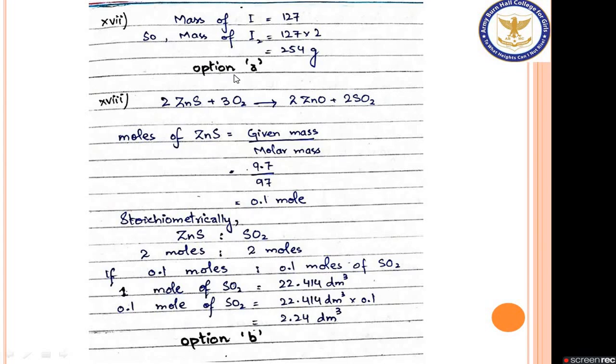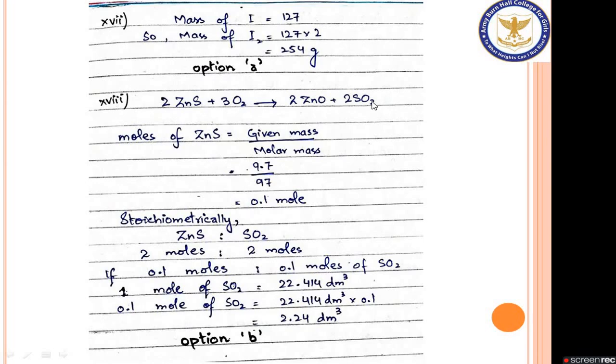And the last one asks what volume of sulfur dioxide at room temperature and pressure is produced on heating of zinc sulfide if the reaction takes place as follows. The balanced chemical equation is given: 2 moles of zinc sulfide react with 3 moles of oxygen, and we have the formation of 2 moles of zinc oxide plus 2 moles of sulfur dioxide. We have to calculate the volume of this sulfur dioxide, and we are provided with the amount of zinc sulfide, 9.7 grams.